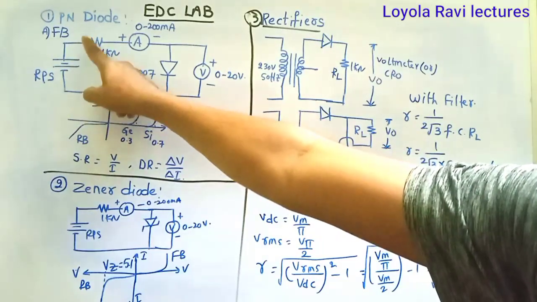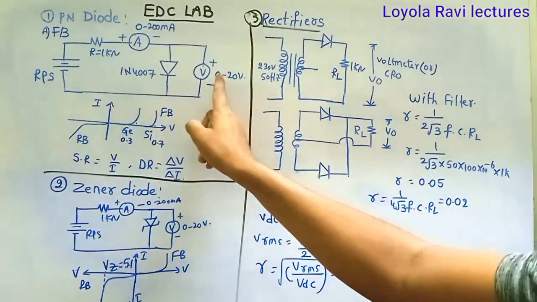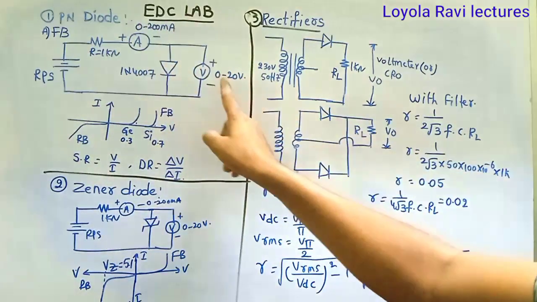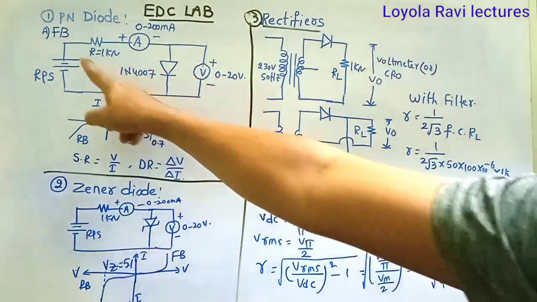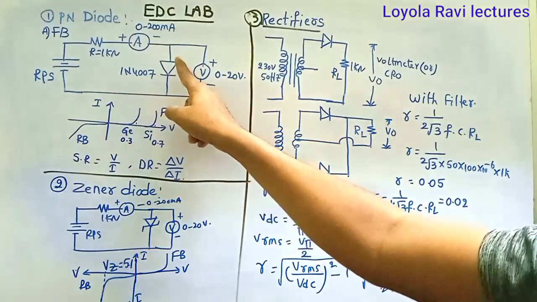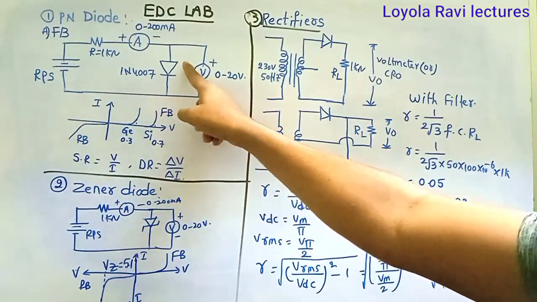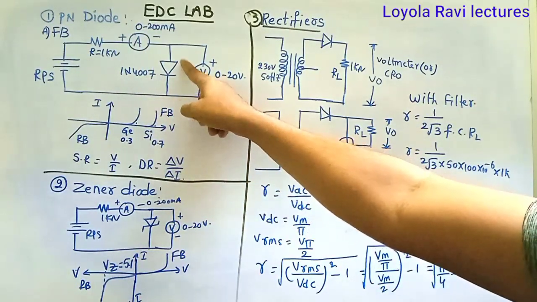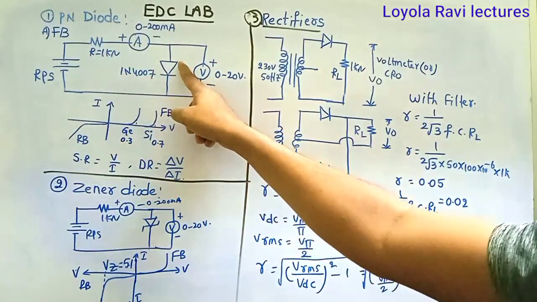This is the RPS, a 1 kilo ohm resistor, an ammeter, and a voltmeter. A 0 to 200 milliammeter and a 0 to 20 voltmeter. Positive of the supply is connecting to the positive of the diode. This may be a silicon diode or germanium diode. Positive connecting to positive is forward bias.